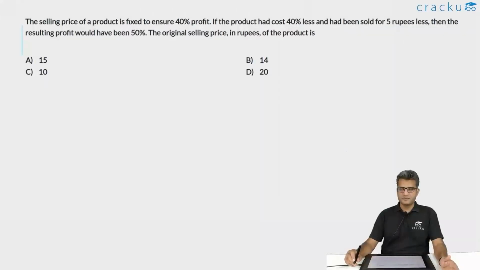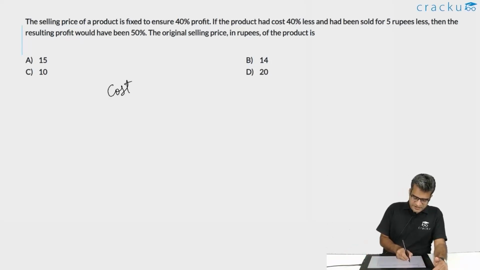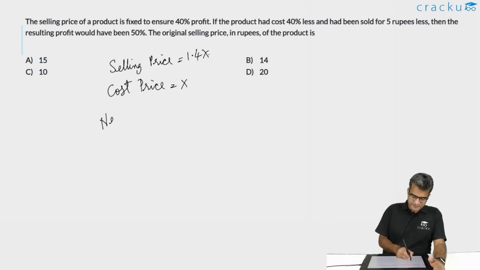In this question, we are told that the selling price of a product is fixed to ensure a profit of 40%. So let us assume that the cost price of a product is X. So the selling price of the product, because we are ensuring 40% profit, is 1.4x. Now, if the product had cost 40% less, what would the new cost price be? The new cost price would be 0.6x.